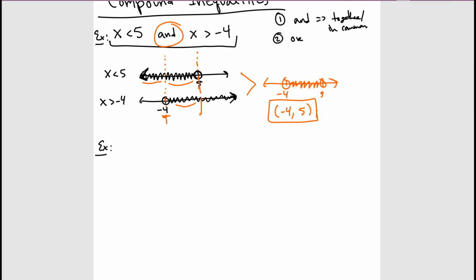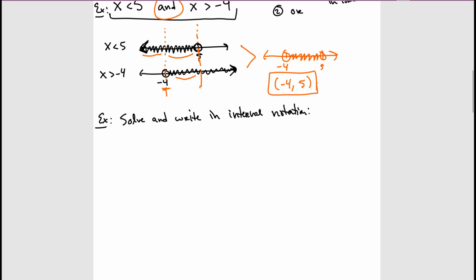My next problem is: solve and write in interval notation. This is going to be part A: x is less than 3 and x is greater than or equal to 1. You can try this problem out first if you want. You can pause the video and try it out, or you can just watch me do it.